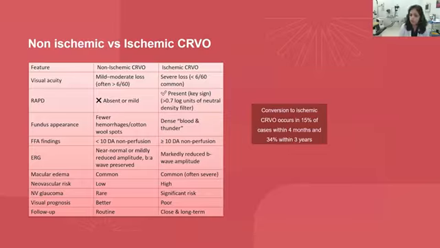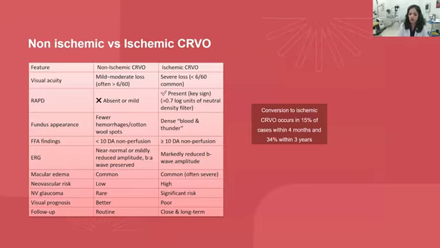In FFA findings, you will see less than 10 disc diameters of non-perfusion in non-ischemic CRVO, whereas in ischemic, it will be more than 10 disc diameters. ERG is also an important investigation, but it's not available everywhere. But if you do have the availability and you need to differentiate, ERG is near normal or mildly reduced in amplitude with a preserved B to A ratio, whereas there is markedly reduced B-wave amplitude in ischemic CRVO. Macular edema is common in both, but it is often more severe in ischemic CRVO due to ischemia. Neovascular risk is obviously higher in ischemic, and neovascular glaucoma is obviously higher. And visual prognosis is poorer in ischemic CRVO and requires closer and longer term follow-up.